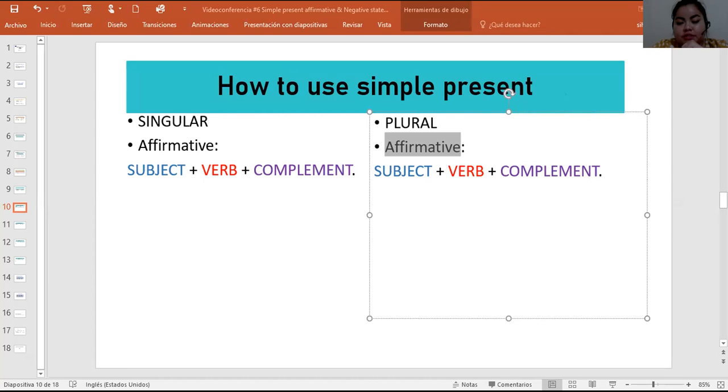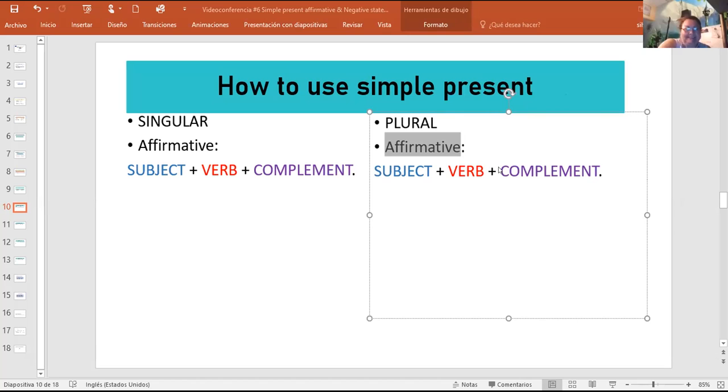Okay, let's see, let's continue. Petronila, Pancracio, and Aniceto cook in the kitchen. I had a friend that her name was Petronila. I run in the morning. Very good, Victor. She dances on the floor.